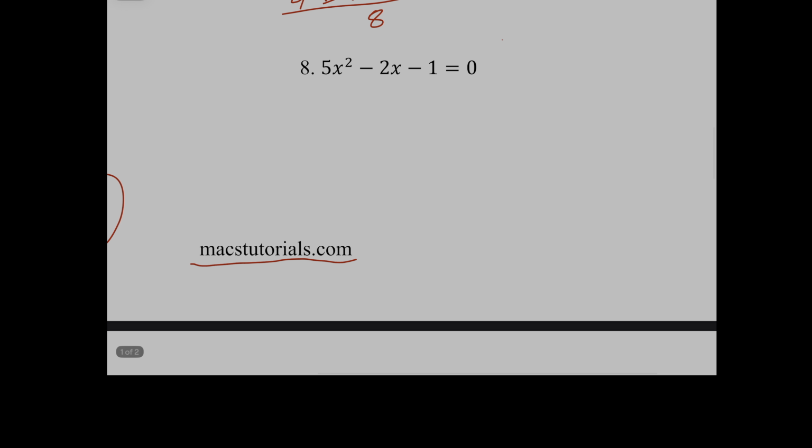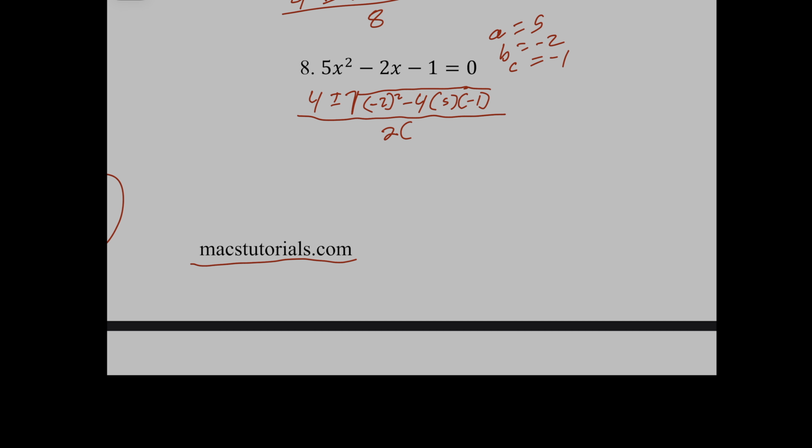Okay, one more and then we finish the page. A equals 5, B equals negative 2, C equals negative 1. Opposite of B, plus or minus the square root of B squared minus 4AC. How you doing at getting that memorized? After 8 of them, you start to get it, don't you? Okay, all over 2A, which is 2 times 5.